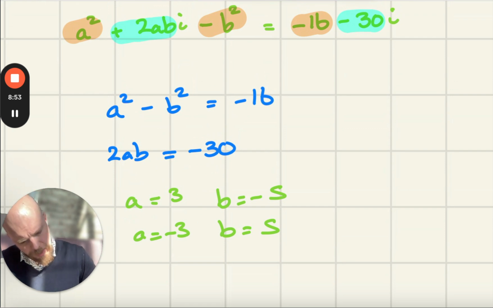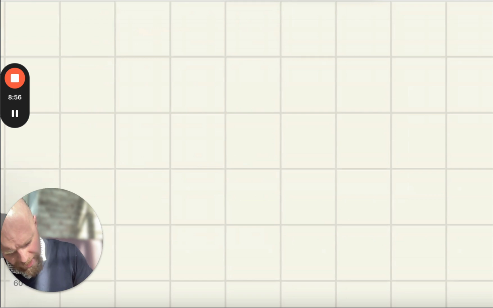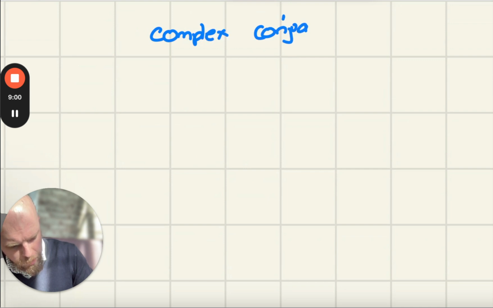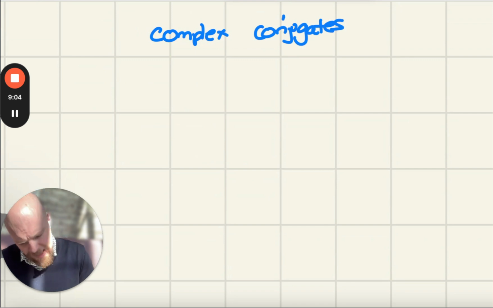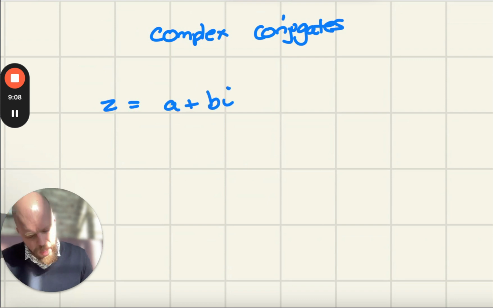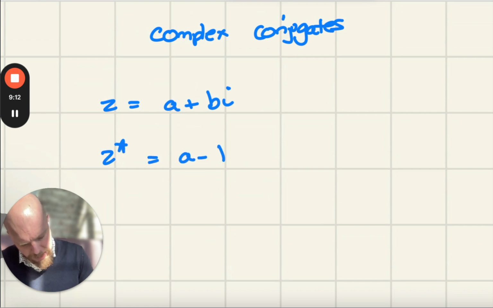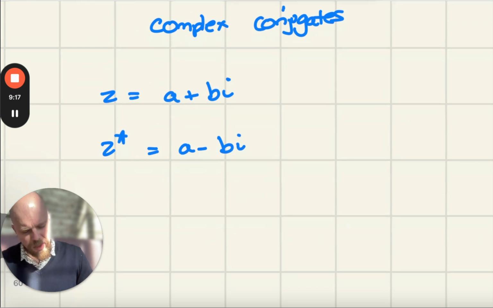The one final thing I want to talk about in this introduction video is complex conjugates. Now we'll talk about this more in the next video when we look at Argand diagrams, but basically if you have a complex number, a plus bi, the complex conjugate, which we say is z star, is a minus bi. Now the reason to do this is quite like when you have surds and you want to rationalize the denominator.